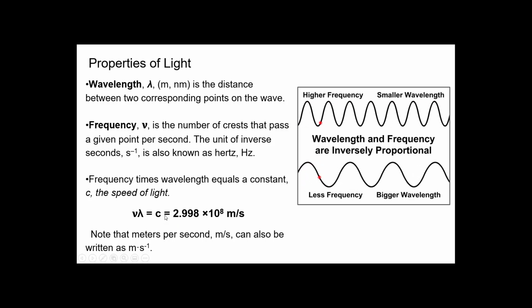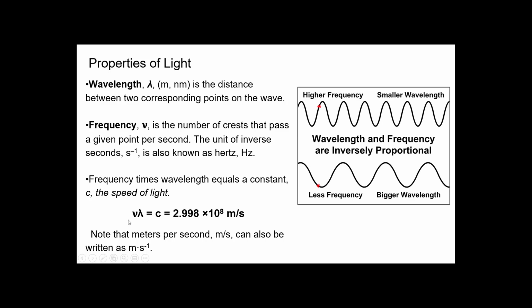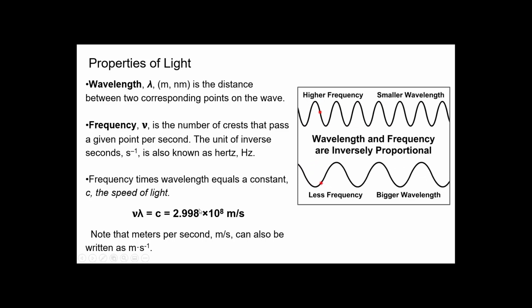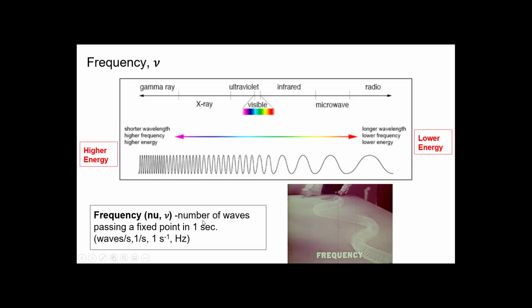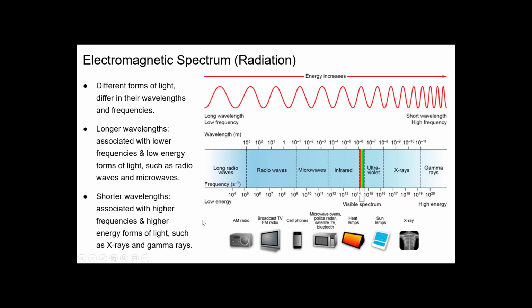This is a constant number here, so that means if one goes up, the other has to go down to always meet the speed of light at this value. We're going to do a problem to help understand that in a little bit.